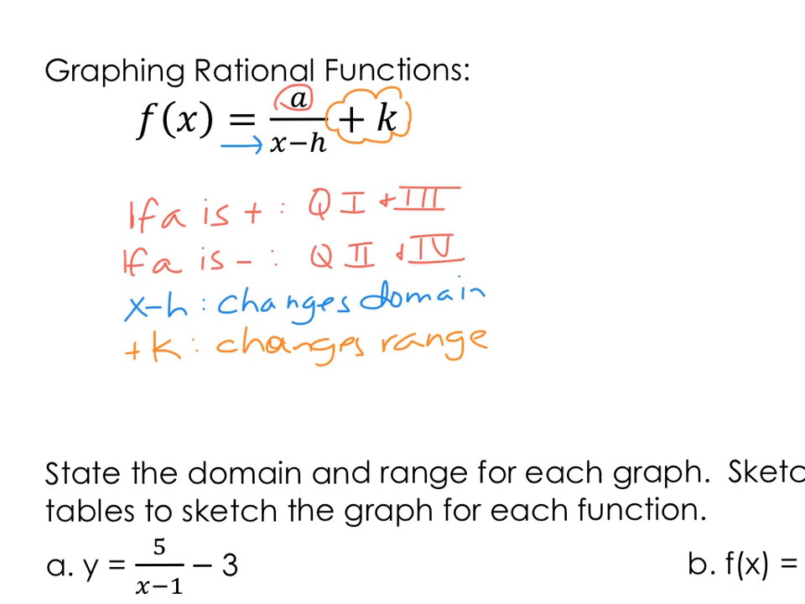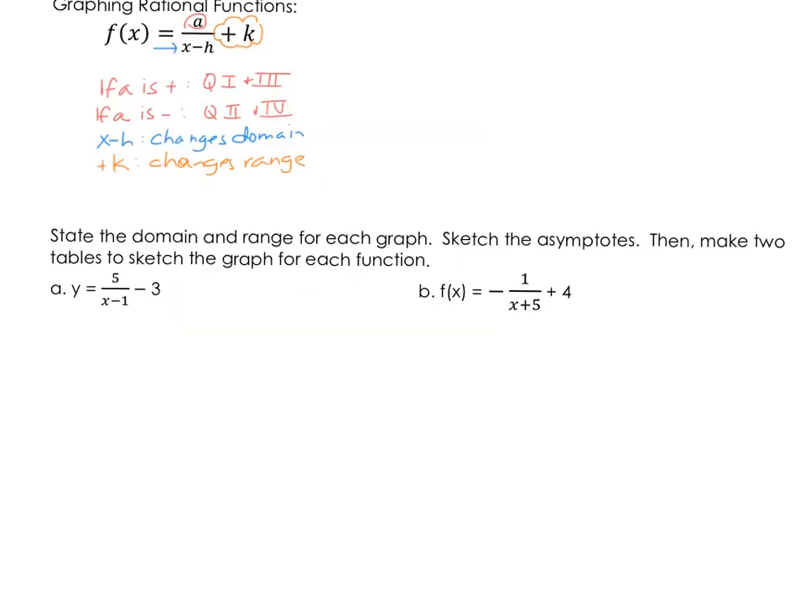That x minus h value is going to change the domain because it's going to shift it in the opposite direction. So we have to make sure that we can accommodate where that x minus h puts the domain rule. And then last but not least, the k value, whether it's positive or negative, will change the range restriction. So as long as we can keep those things in check, the sketches for these graphs should be pretty straightforward. We're just going to sketch 2 quick graphs.